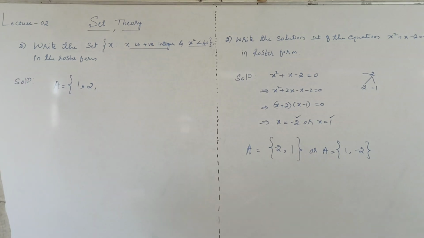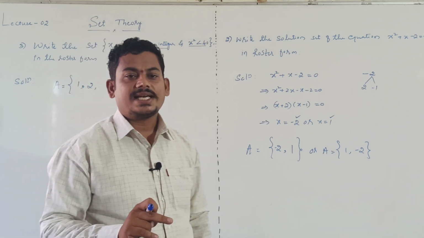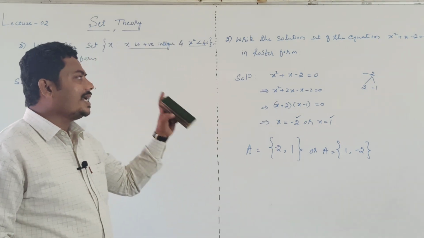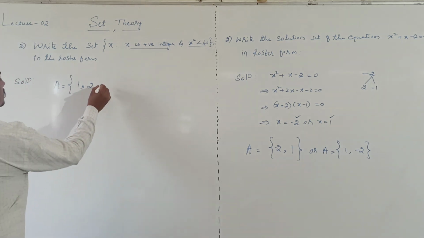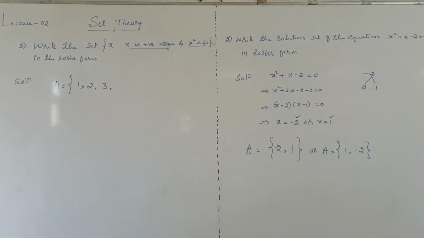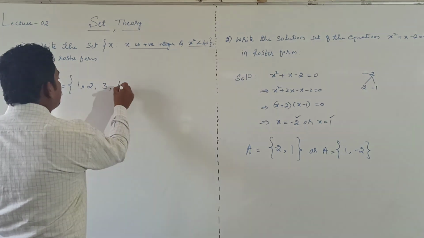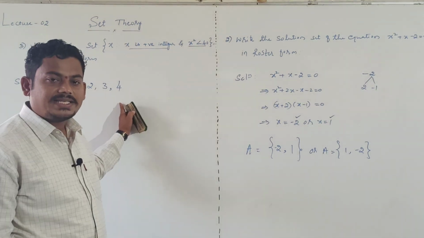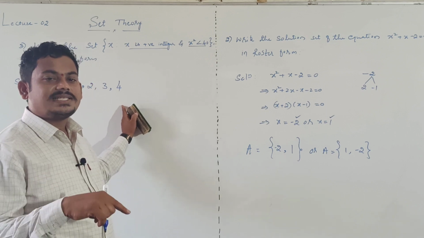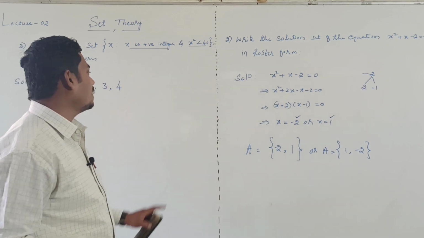Then check whether 3 is possible or not. Clearly possible, because 3 is a positive integer and its square, what is 3 square value? 9. Clearly it is less than 40. Next, 4. Clearly 4 is possible, because 4 is a positive integer and its square is 16. 16 is less than 40.